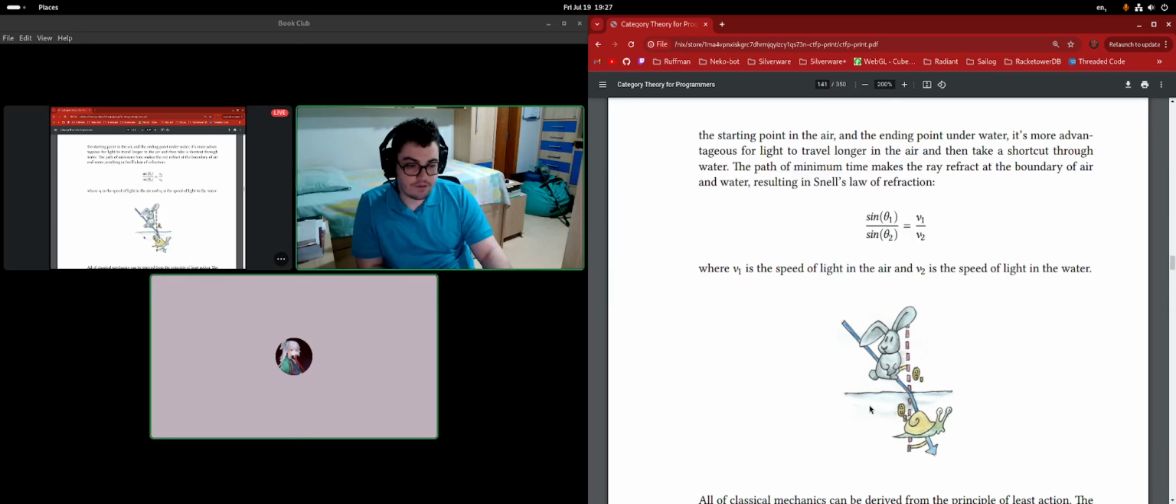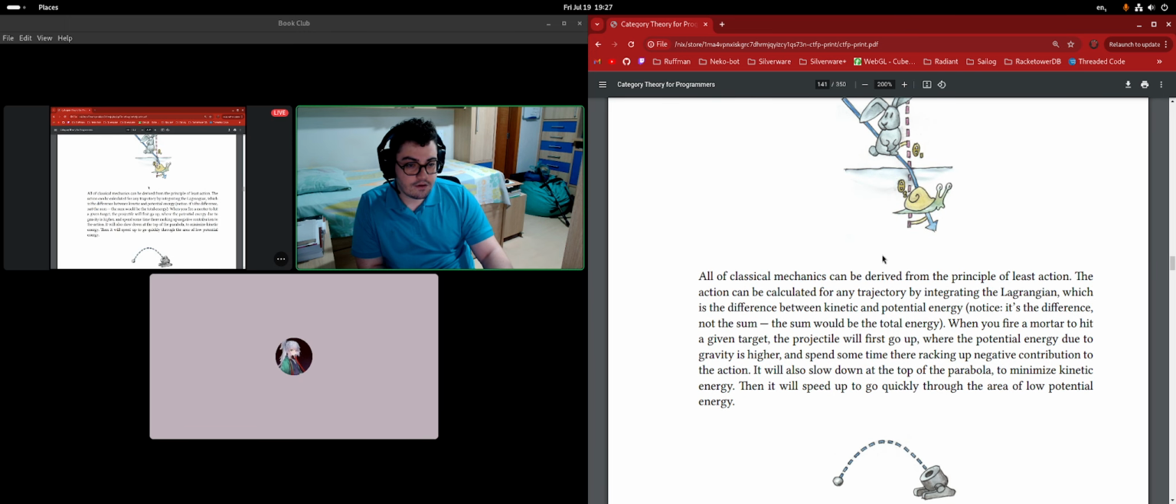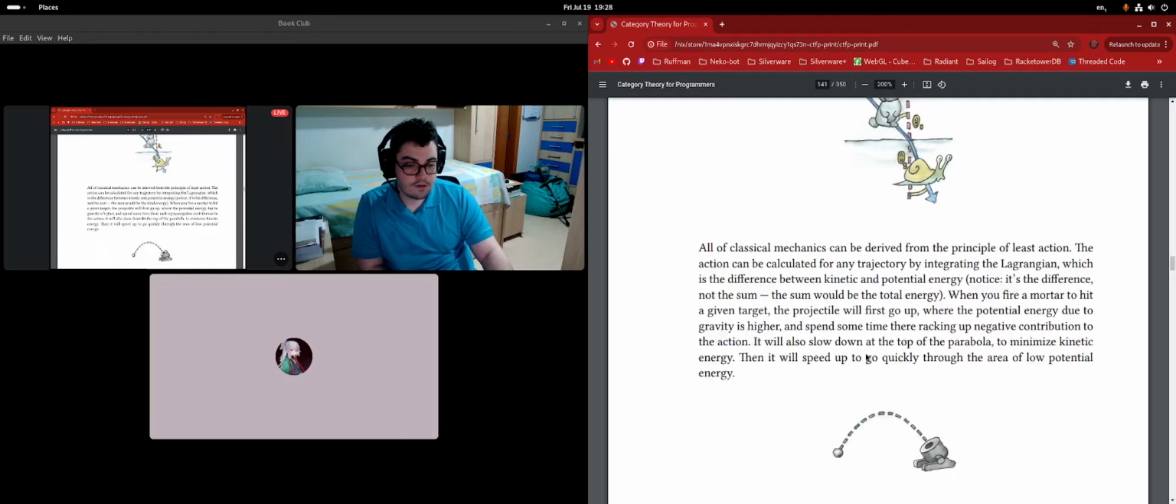And then there's another example here from the refraction of how light works. And then he says all of classical mechanics can be derived from the principle of least action. The action can be calculated for any trajectory by integrating the difference between this and that. Yeah, this is potential energy things. I remember this from university.